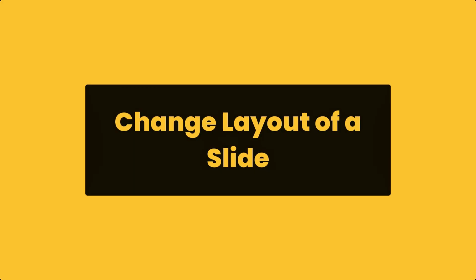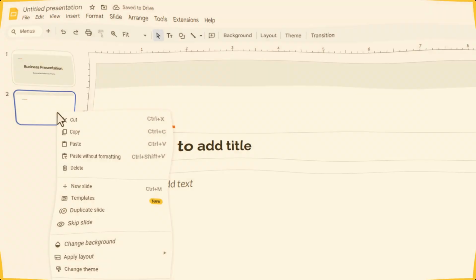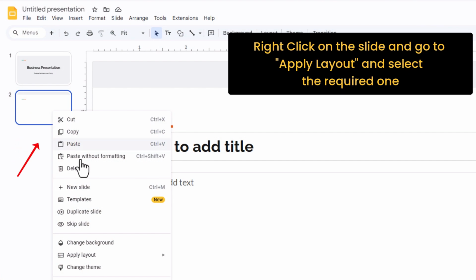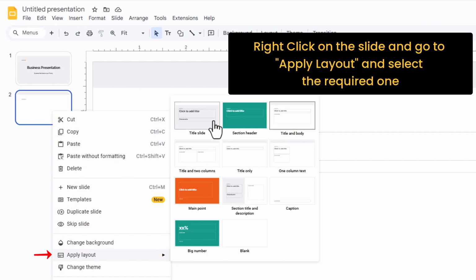Now I'm gonna show you how to apply layouts. Just right click on the new empty slide, click on apply layout, and here you can select one of these layouts. I'm gonna select this one.